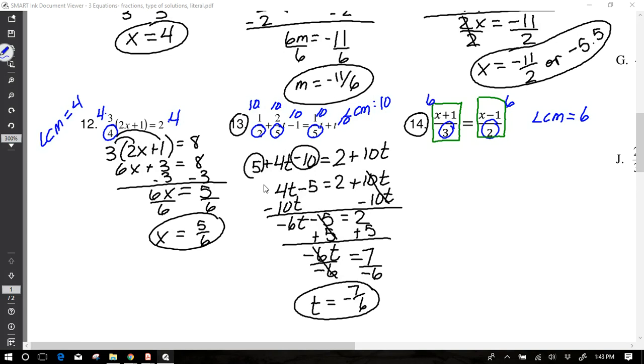And here's what's going to happen. I'm going to have a 6 divided by 3 on the left. 6 divided by 3 is 2. And then I bring down the rest of the term and I put it in parentheses. On the other side, on the right, I have 6 divided by 2 now, and that will give me a 3. And then I bring down in parentheses the x minus 1.